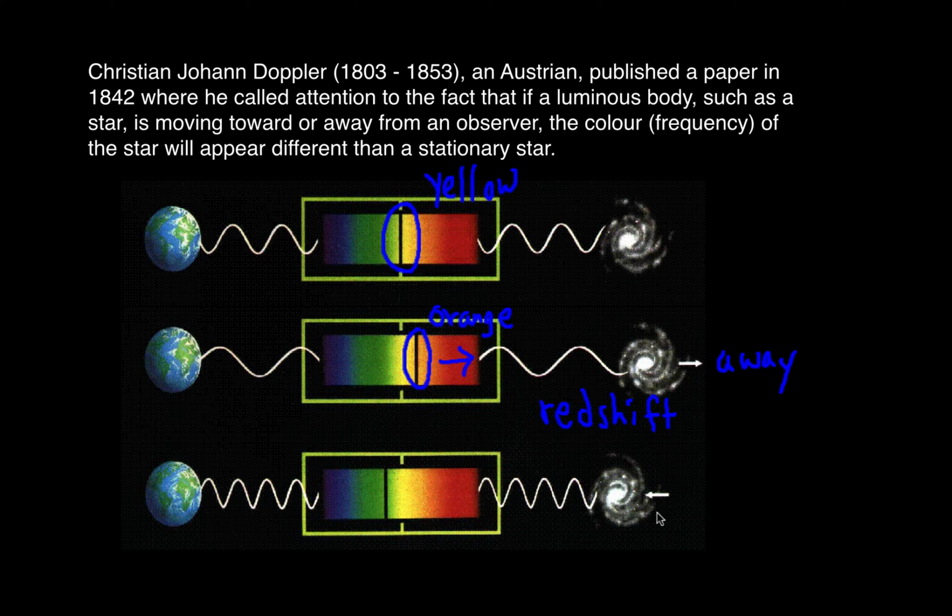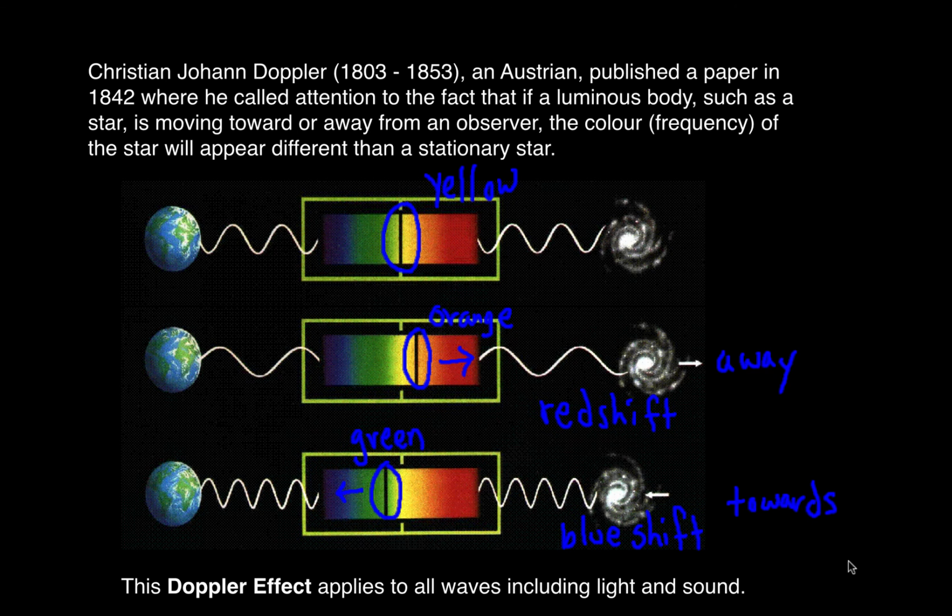If the galaxy starts to move towards the Earth, the color shifts again. This time it's shifted to green. It shifted more in the direction of blue. We call this a blue shift. And anytime a galaxy or star is moving towards the Earth, it will appear blue shifted, or more blue in the spectrum than it would if it were stationary. This is the Doppler effect, and it applies to all waves, including light and sound waves.